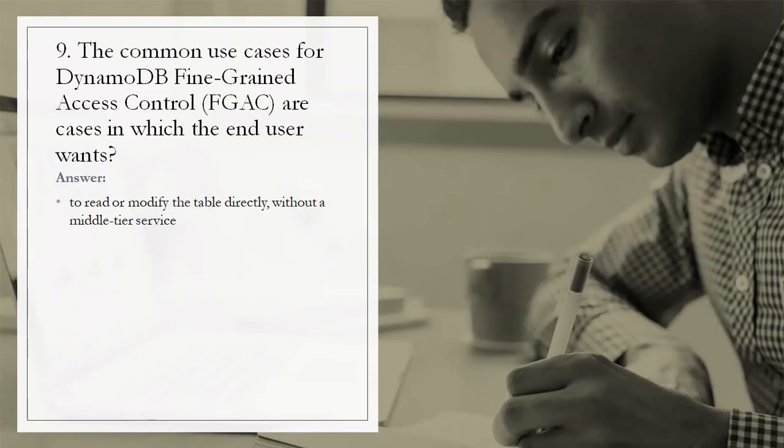For instance, a developer of a mobile app named Acme can use FGAC to track the top score of every Acme user in a DynamoDB table. FGAC allows the application clients to modify only the top score of the user that is currently running the application.